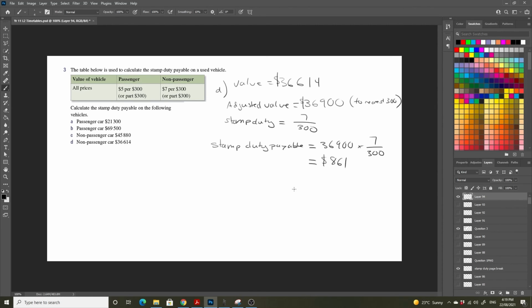Okay, so you can see that the hardest part in these questions is just to make sure that you are using a value that has been rounded up to the nearest, in this case the nearest 300, but it could be the nearest 100, or whatever they are expressing the stamp duty as a fraction of. You have to do that first because the stamp duty rate will be calculated on the rounded up value rather than the actual value of the vehicle.